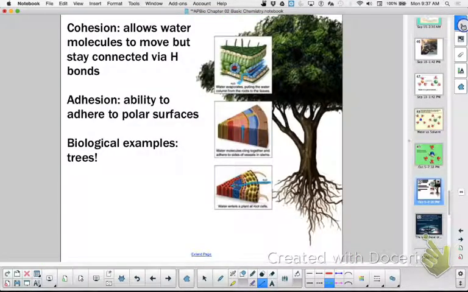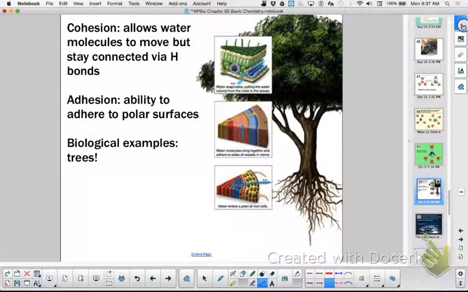Okay, so next thing to talk about is we depend on autotrophs for what? What do we depend on autotrophs for? Food and what else? Oxygen. Food and oxygen.